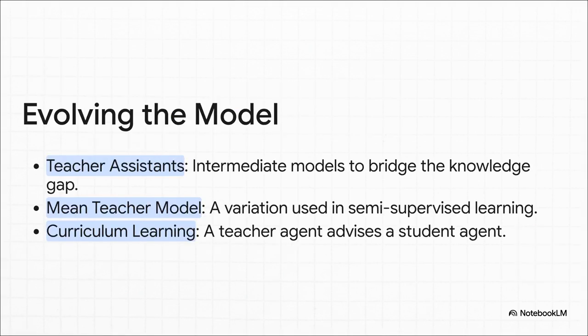But, of course, researchers are coming up with some really creative fixes. For instance, they're using teacher assistants. You can think of them like a TA in a college class. They're these middleman models that help bridge that huge gap between the genius professor and the brand new student. And that's just one idea. This whole area is changing all the time.